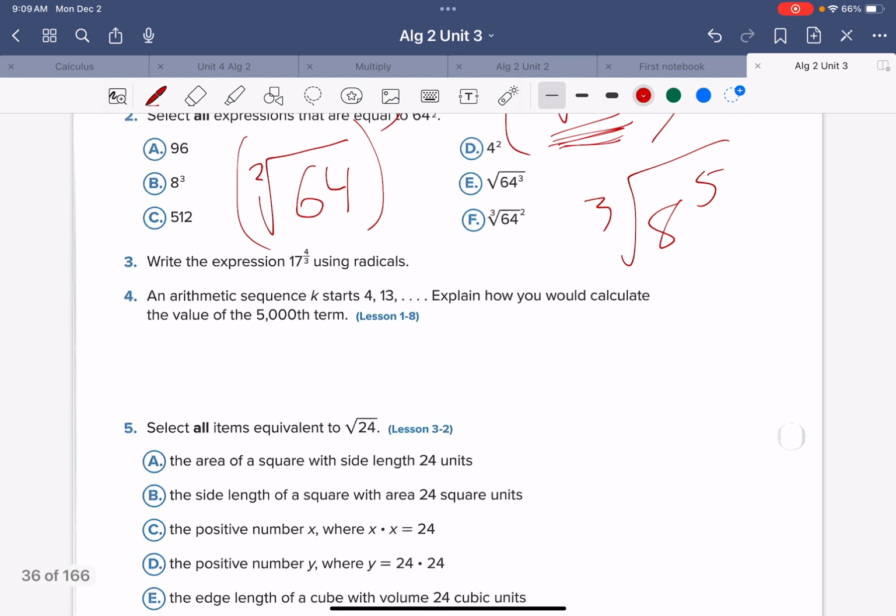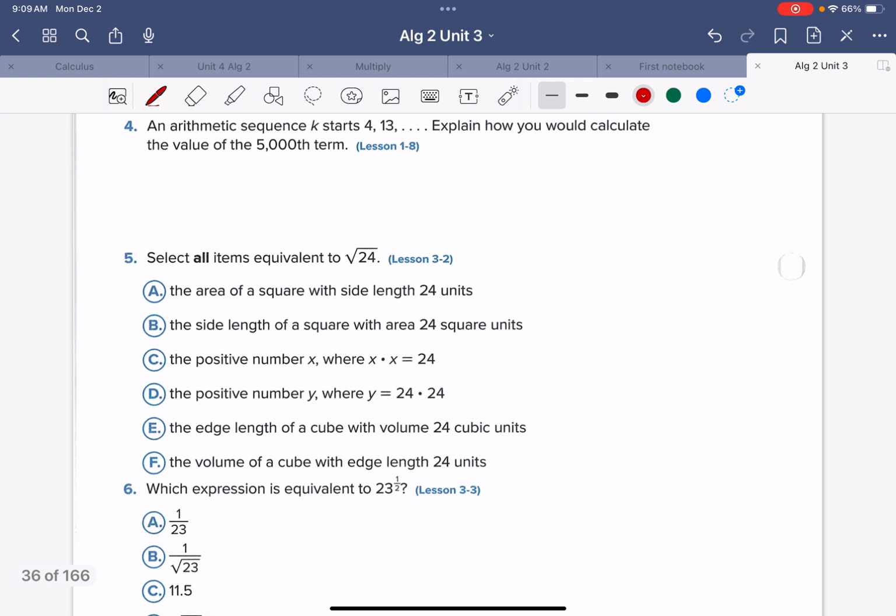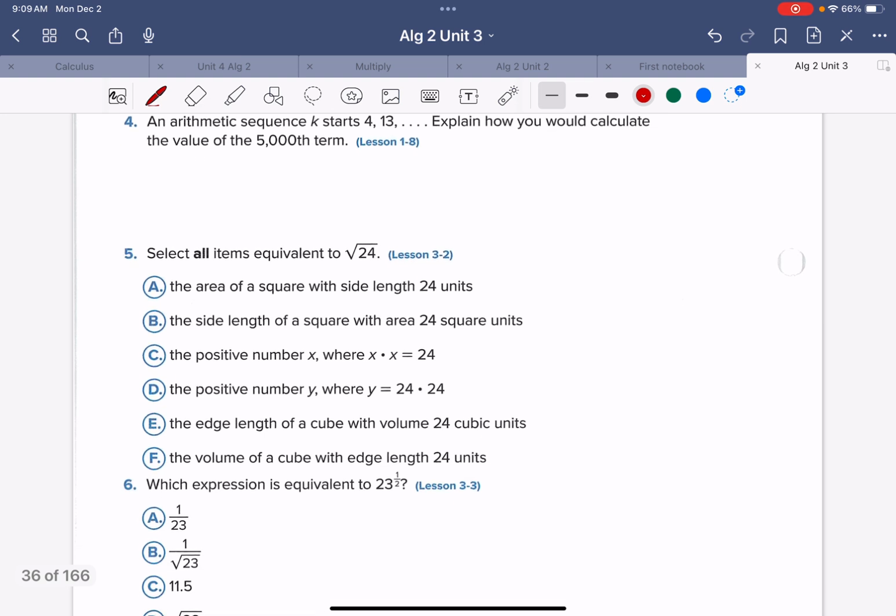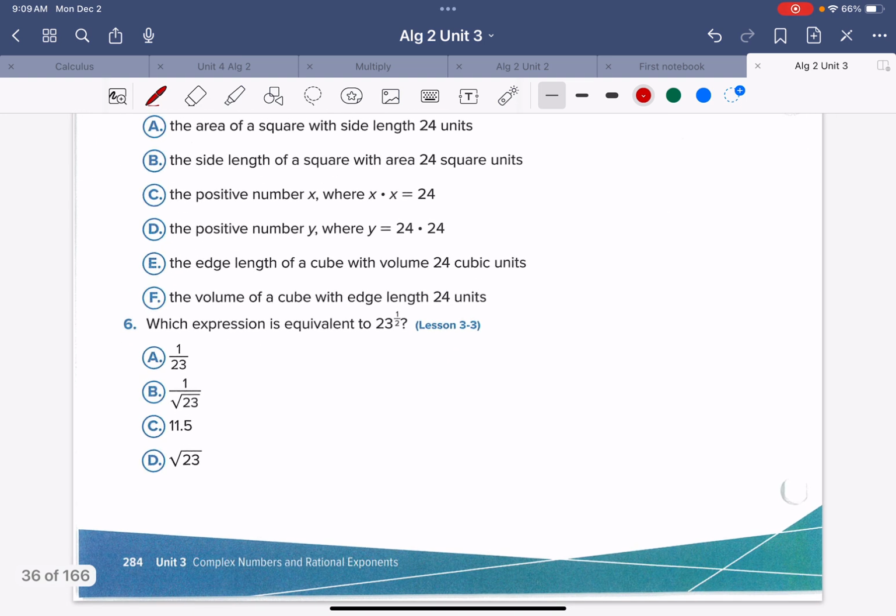Number 4 is an old school review one. Number 5 is review, and so is number 6. So what does the 1/2 power mean? 1/2 power, what does that mean? That's what they're asking you here. It doesn't mean A for sure, right? What does that 1/2 power mean? It's from the lesson the other day. All right, get this purple page done and turned in.